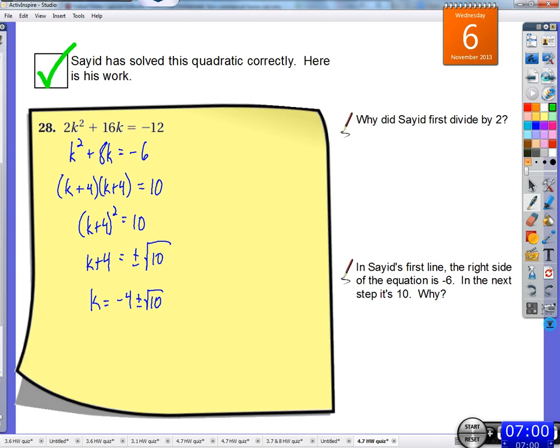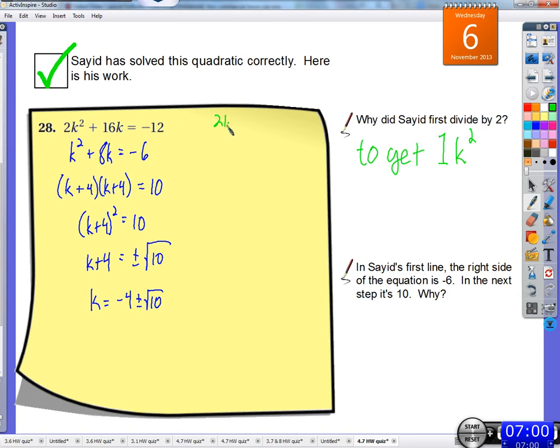By itself would mean that there's nothing else with k squared, just k squared, 1 times k squared. Not a half times k squared, not 2 times k squared, but just k squared. So the whole thing is to get 1 times k squared. And if it's x, 1 times x squared, whatever. To do completing the square, we've got to get a 1 in front of the square term. Otherwise, writing these two identical factors becomes quite a chore.